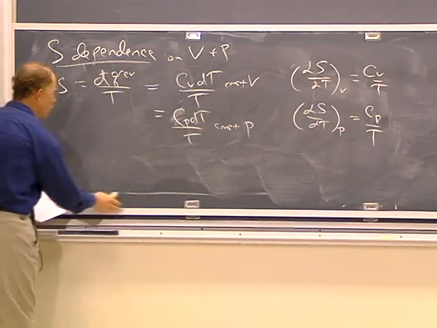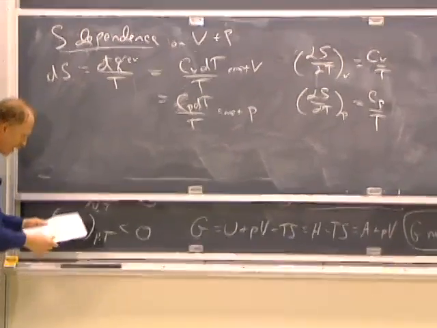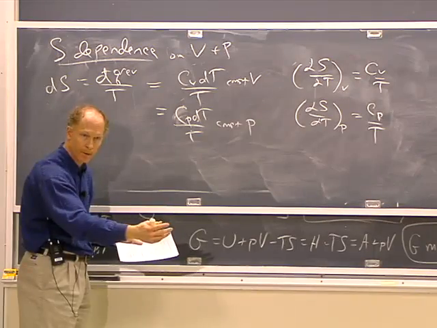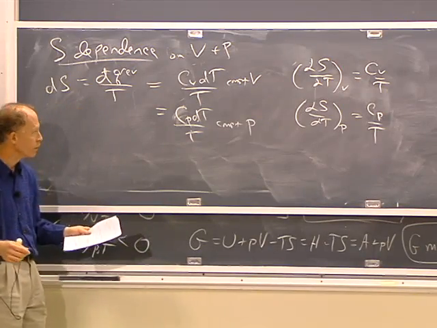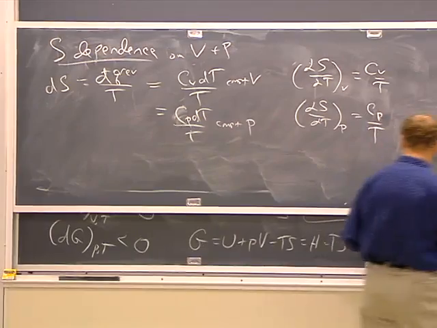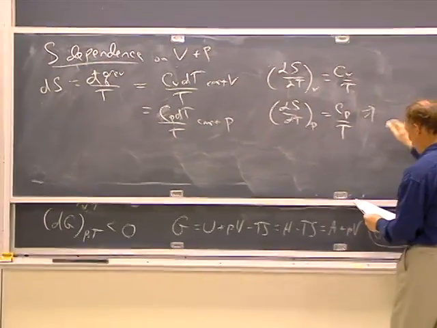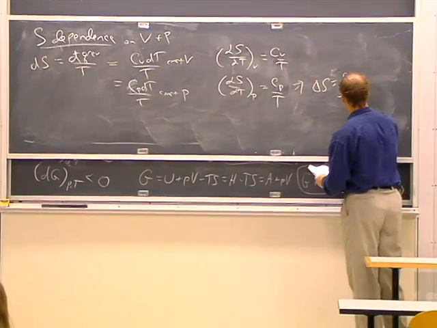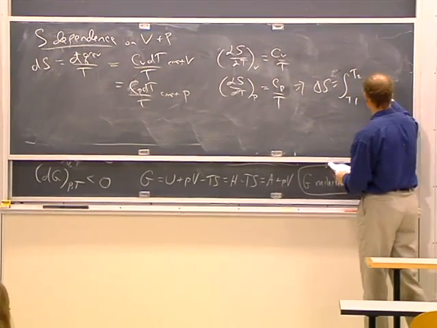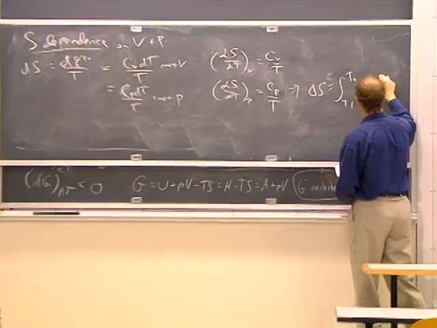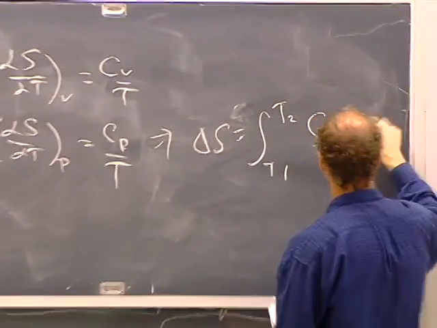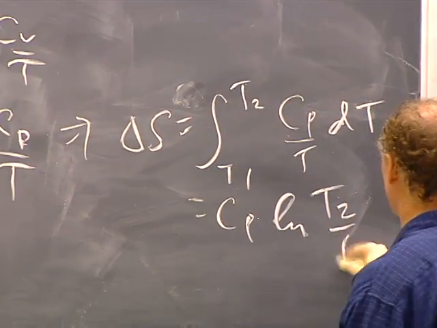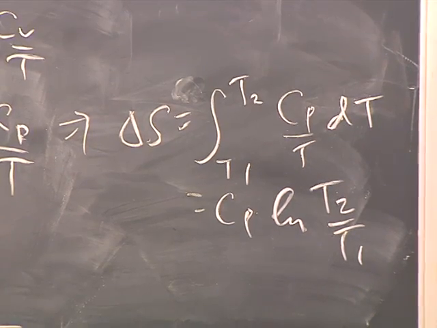But now, what happens if instead we look at what happens when we go from some state 1 to some other state 2, and it's the pressure or the volume that changes? And by the way, just to be explicit about this, let's take this example. It means that delta S, if we undergo a change from, say, T1 to T2, is the integral of Cp over T dT. So it's Cp log of T2 over T1, and we saw this before.